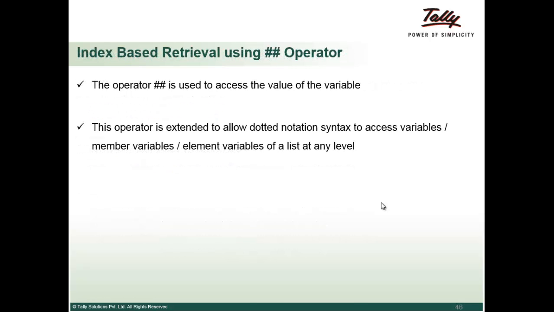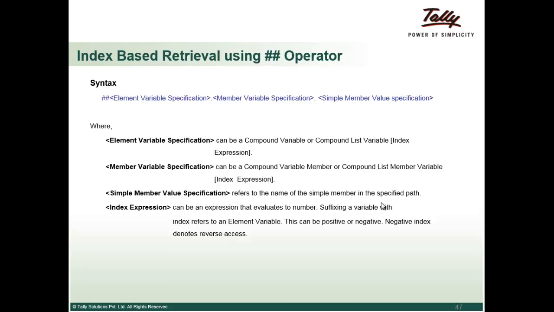So we have the hash operator. We have already seen that, with the help of which we can retrieve the values. We already know that we have to give the element variable, which can be a compound variable or a compound list variable. If it is a list variable, then you have to specify the index or the position from where you need the value to be retrieved, and then dot, you give the member variable from where you need to retrieve the value. If that member variable is again a compound variable or a compound list variable, then you specify the index in case of a list variable, and again you give a simple member value.